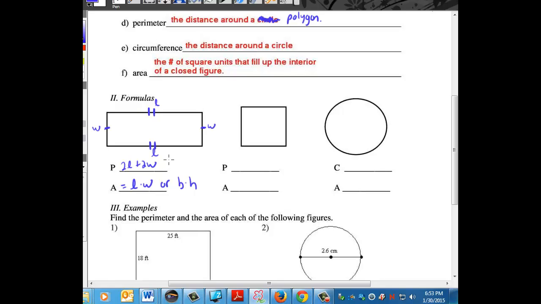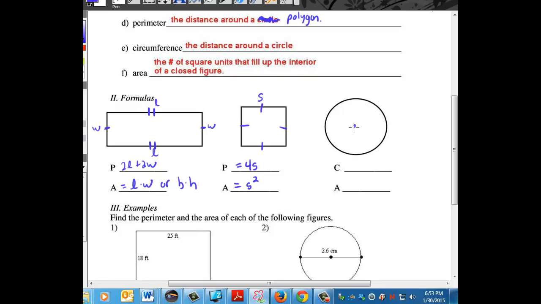You can interchange these. On a square, all sides are the same. And so let's assume that we named one of these sides S. Well, to find perimeter, we would add up 4 S's. So we're going to say perimeter is equal to 4S. And the area is going to be the same formula that we have for length times width or base times height, but it's just going to be S times S, which would be S squared.